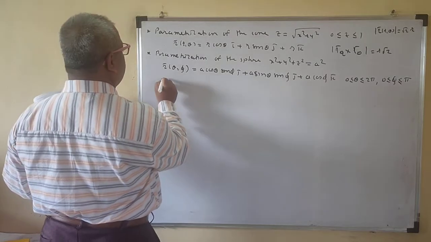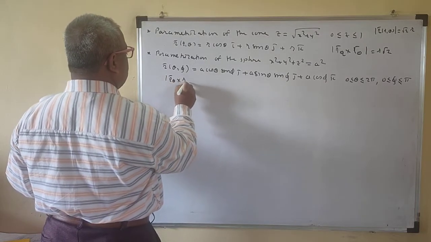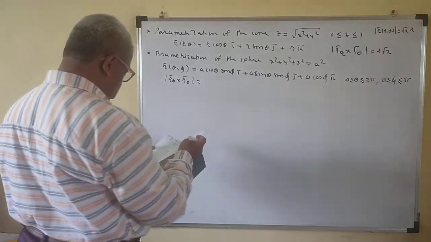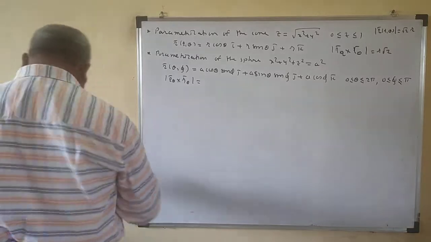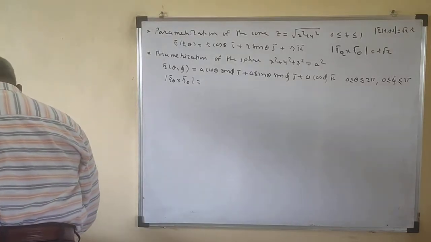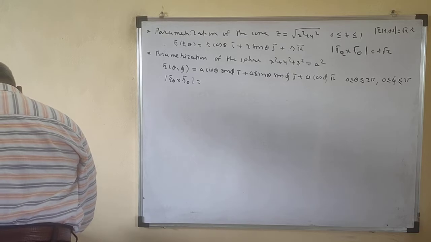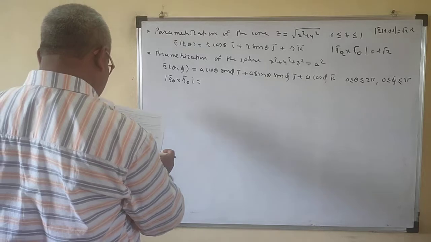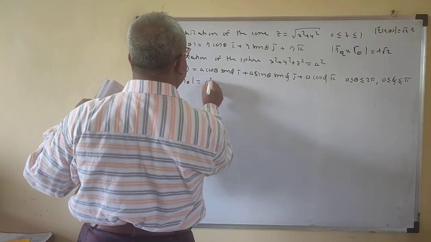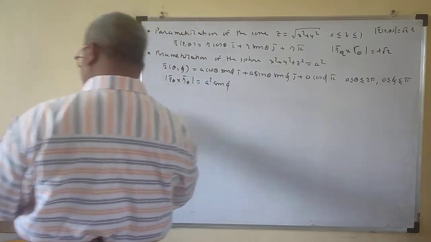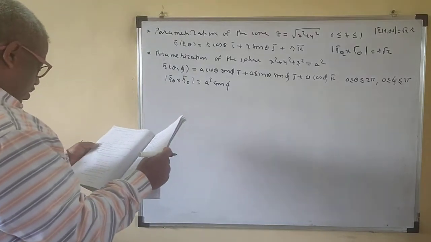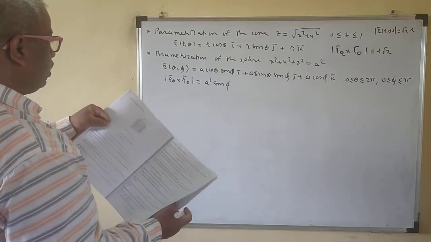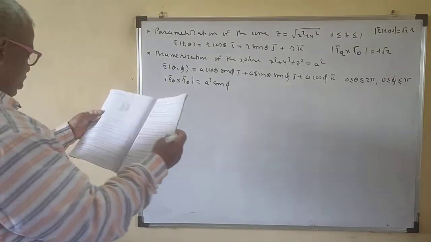Also we write the mod of r bar of theta cross r bar of phi. So we write that value also, and that is a square sin phi. This value will be a square sin phi.